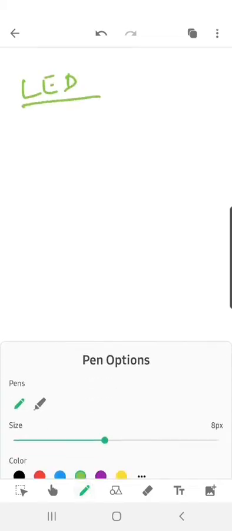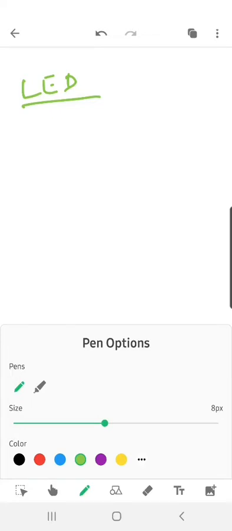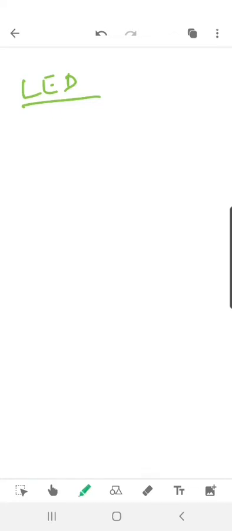Today we will study about light emitting diode, LED, and laser. First of all, let us talk about LED. LED stands for light emitting diode.